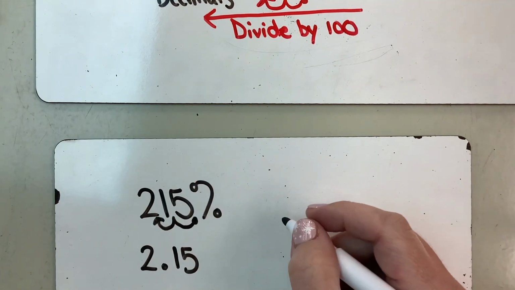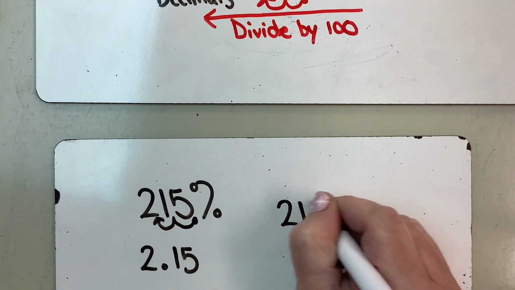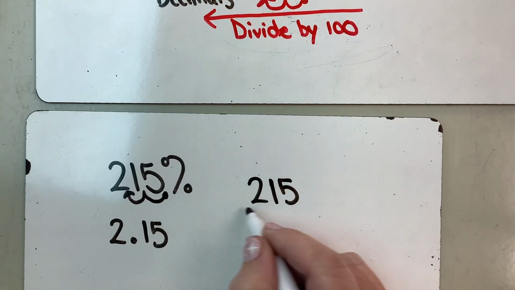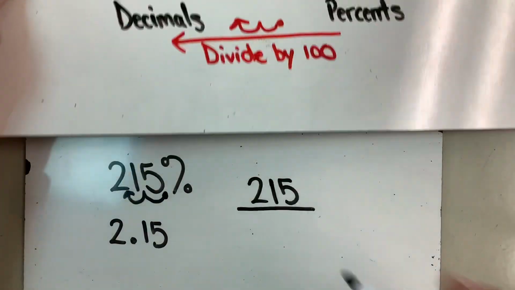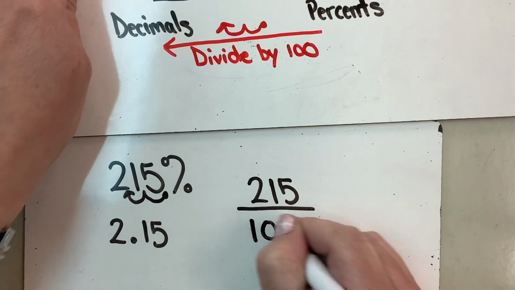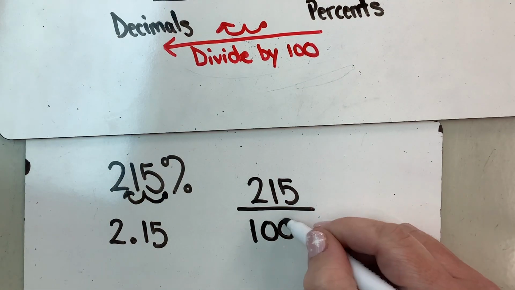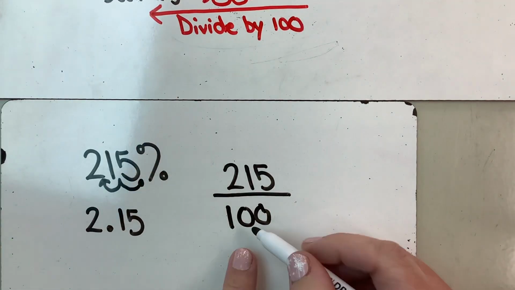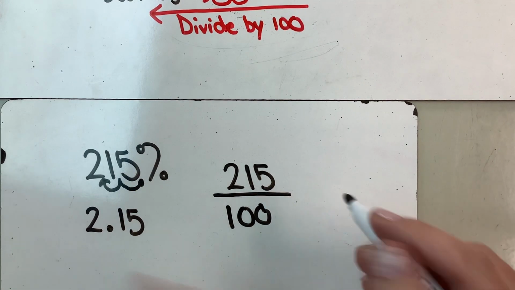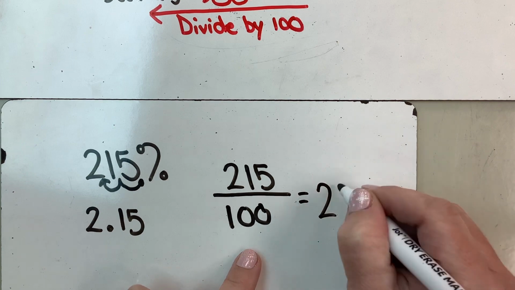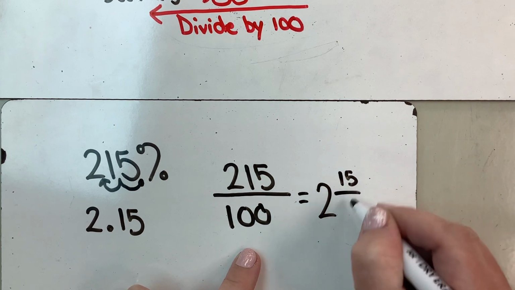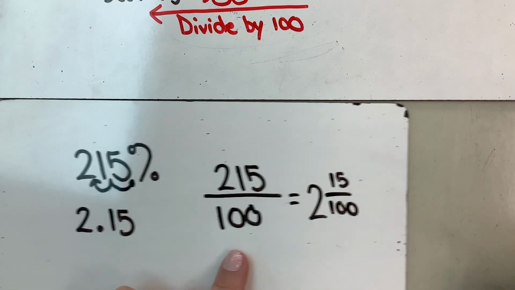Then, to find a fraction, you take your 215% and put it over 100 and simplify. So we have this. Now 100 goes into 200, we know 2 times. That leaves us 15 over 100.